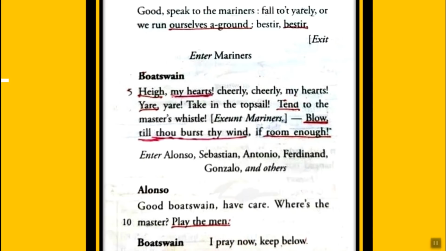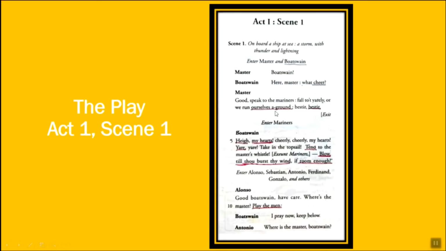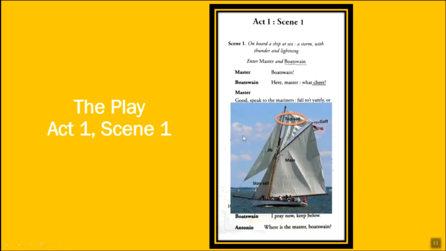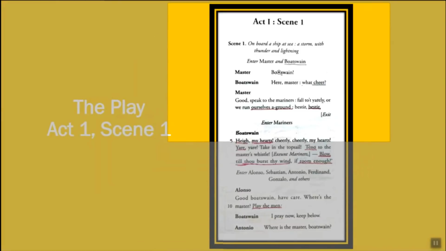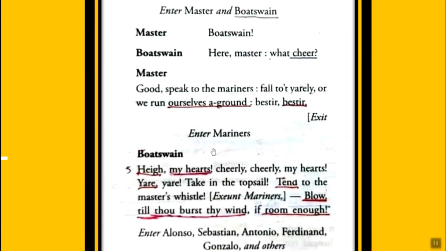Take in the topsail. Now what is a topsail? He's talking about a ship. Now what is a topsail? A topsail is, if this is a boat, this part of the sail is called the topsail. So he's asking the mariners to take care of this topsail, because if they don't, the ship may move towards a place where the water is shallow.